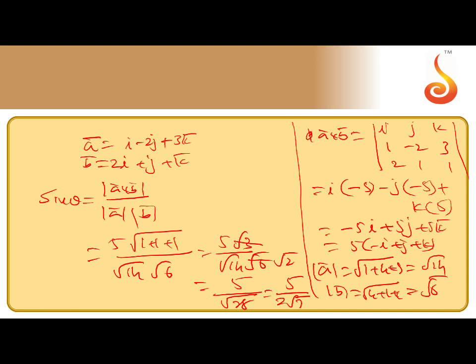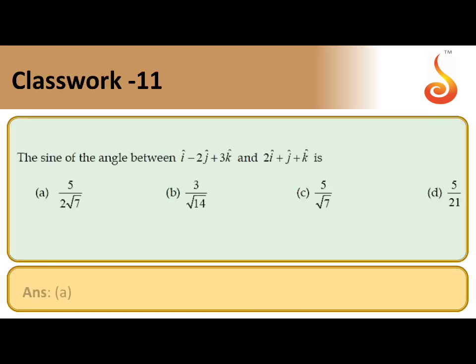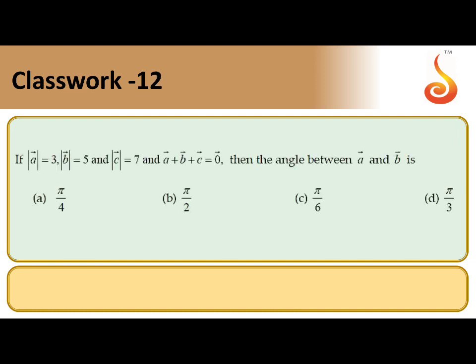So calculate A cross B and magnitude of A and magnitude of B, and then solve it. Otherwise, you can take the cos theta formula also. What is cos theta? A dot B by modulus A into modulus B. Once you get the cos theta value, you can convert into sin theta using the right angle triangle concept. I hope this is clear. So the answer will be 5 by 2 root 7. Check the answer. Option A is right. So next question.